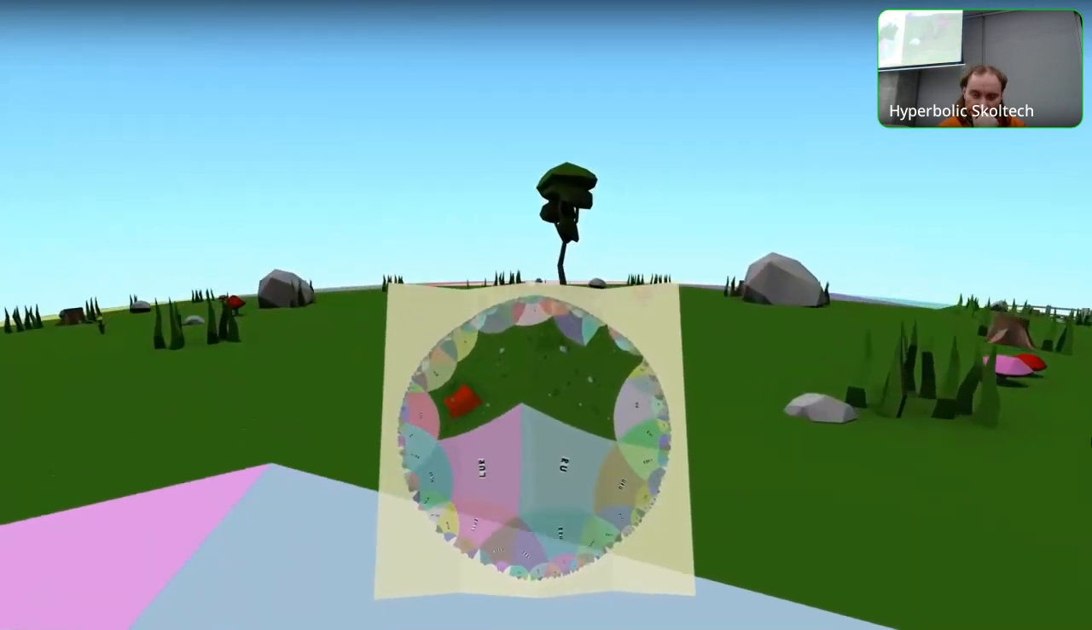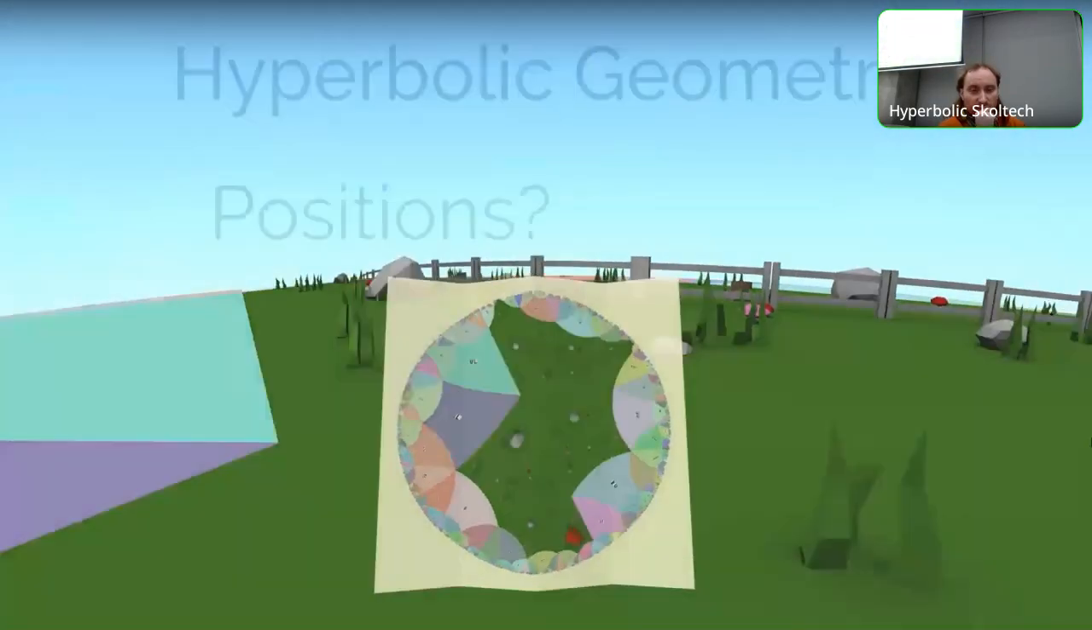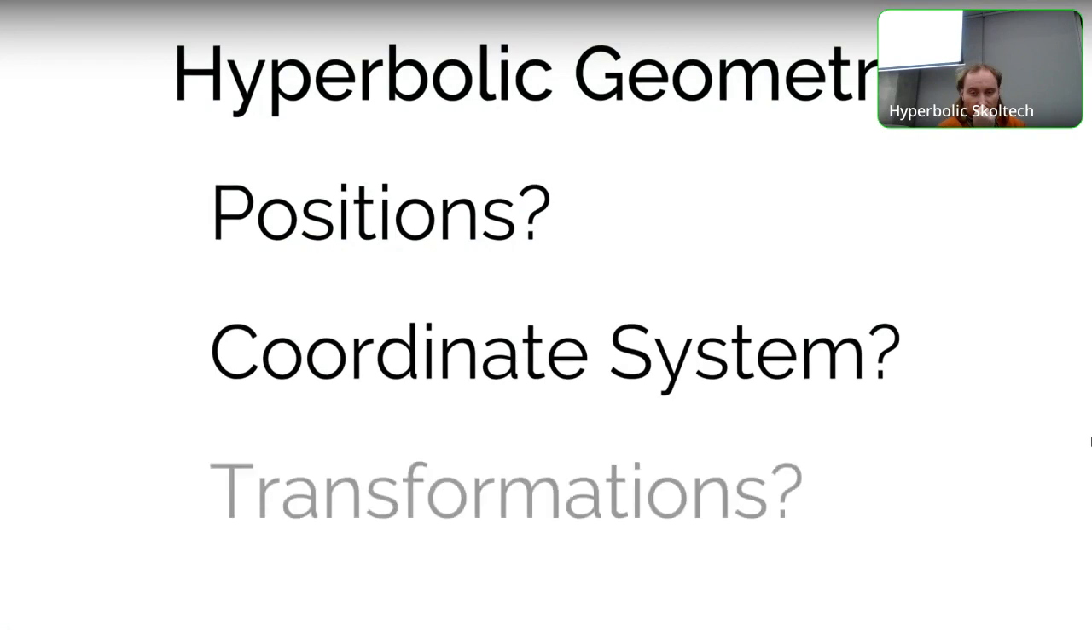Now I have a big level. How do you actually represent a position? What coordinate system can you even use? And how do you transform the tiles, whether player or objects or anything? Before I answer that though, here's a quick refresher for how this normally works in 3D games.